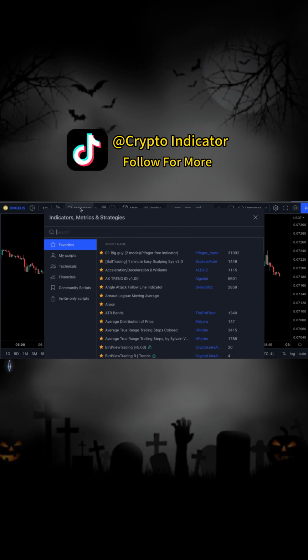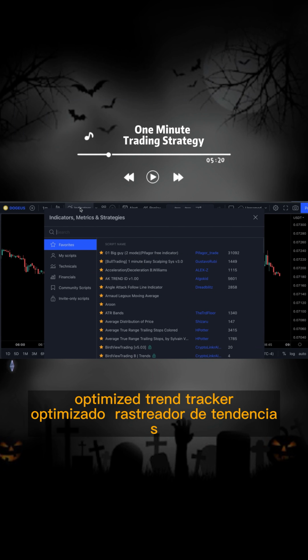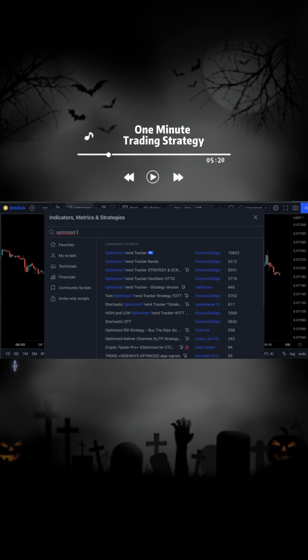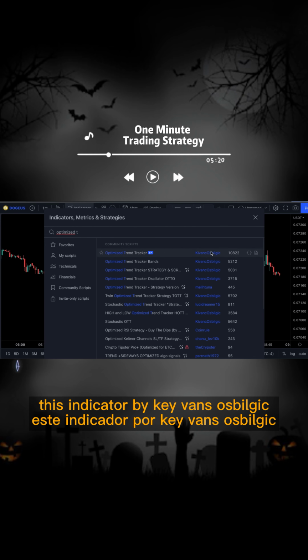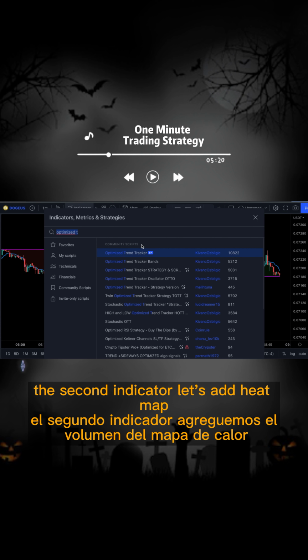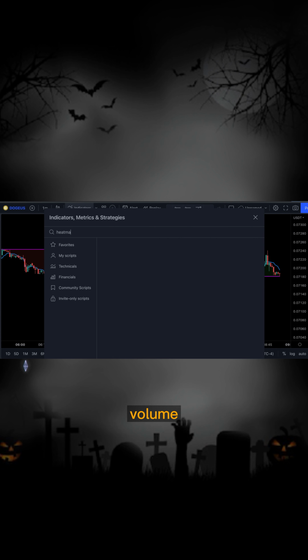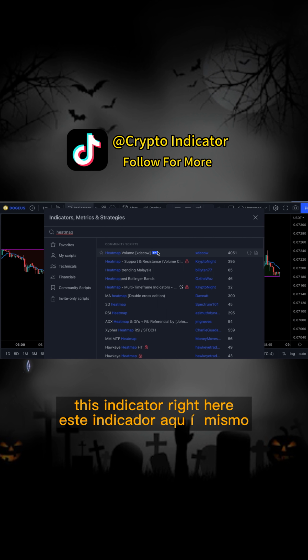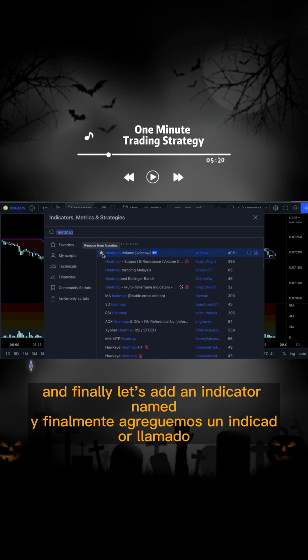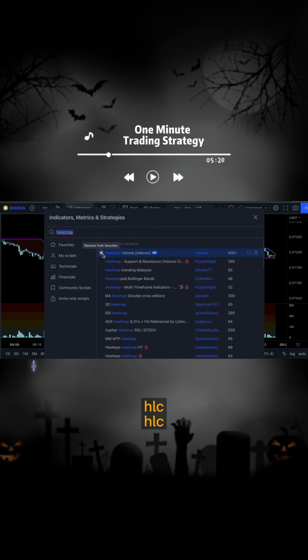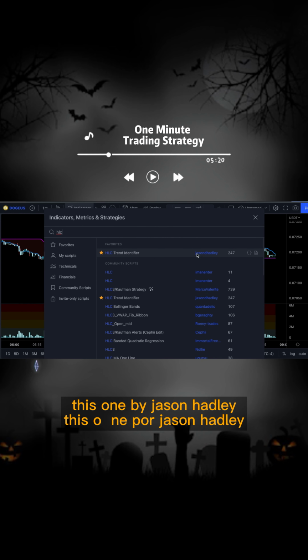For the first indicator, let's search for Optimized Trend Tracker. This indicator by Kivans Ozbilgic. For the second indicator, let's add heatmap volume. This indicator right here. And finally, let's add an indicator named HLC. This one by Jason Hadley.